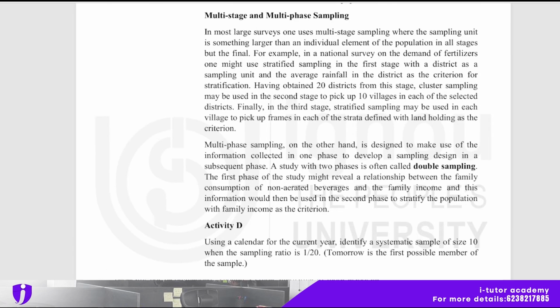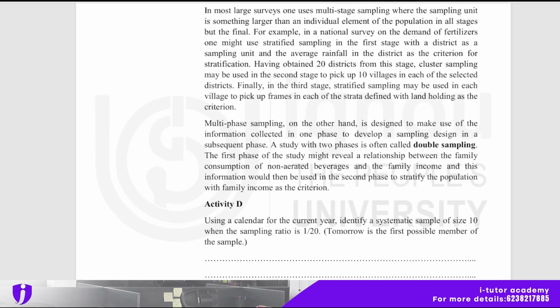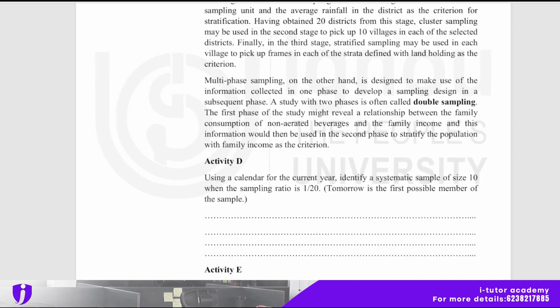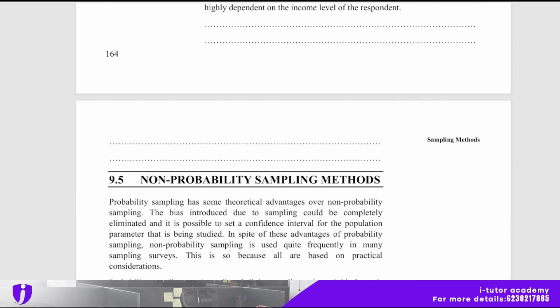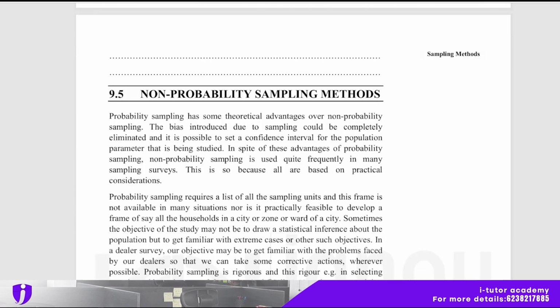Multi-phase sampling, on the other hand, is designed to make use of the information collected in one phase to develop a sampling design in a subsequent phase. A study with two phases is often called double sampling. The first phase of the study might reveal a relationship between the family consumption of non-aerated beverage and the family income, and this information would then be used in the second phase to stratify the population with the family income as the criterion. Activity D, activity E are here, so you just try to do that. It is more clear for your concept.